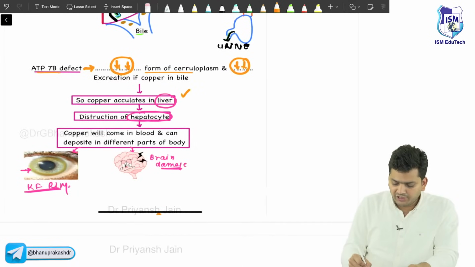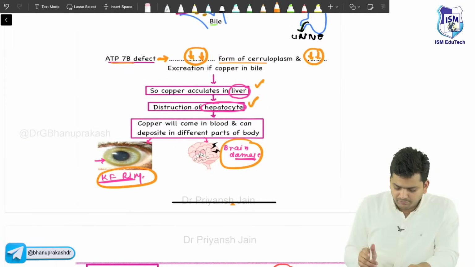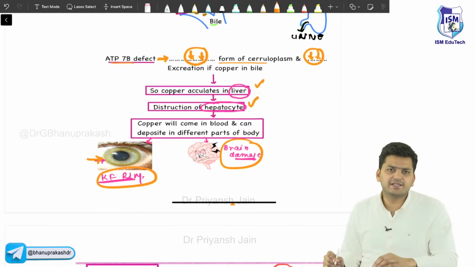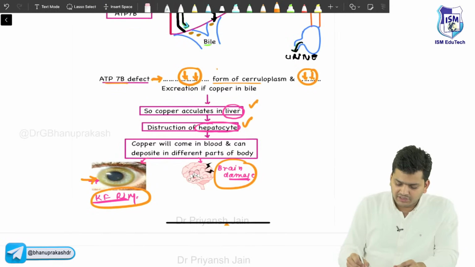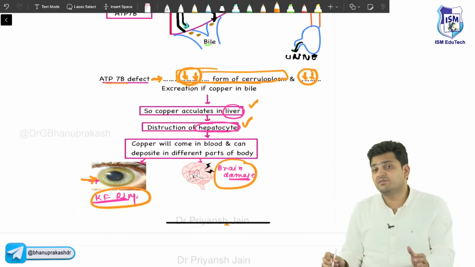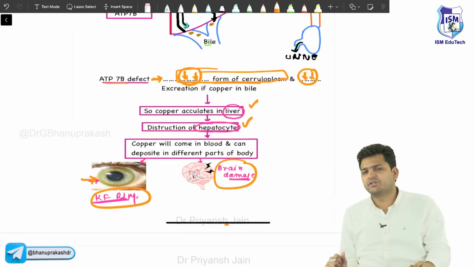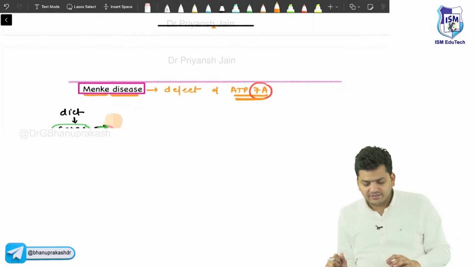Because of that, the copper will accumulate in the liver hepatocytes, will lead to brain damage, and will lead to deposition in the cornea called the KF ring. This is called Wilson disease. So in Wilson disease, what happens with ceruloplasmin? Less. What happens with serum copper? More. The copper is going everywhere in the body. Serum copper is more.